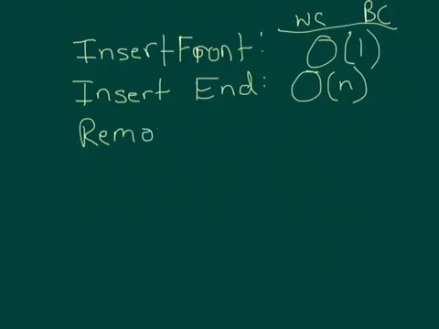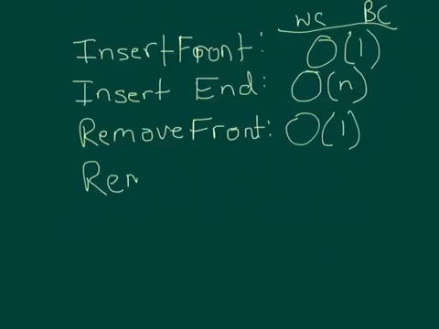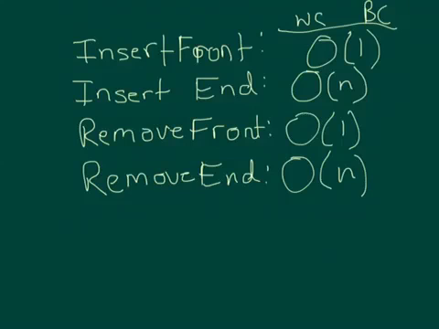The same logic applies to remove front and remove end. Remove front just rearranges pointers, so it's in constant time. And remove end walks down to the end of the list and rearranges pointers, so it's in big O of n. This happens no matter what.